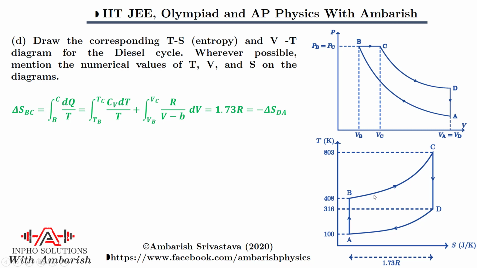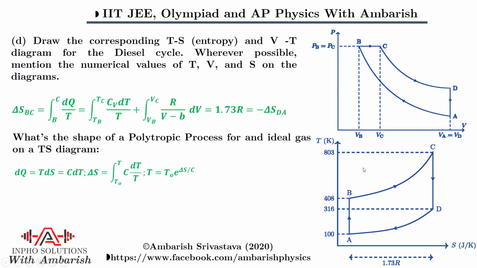So now you might be wondering why it has to be curved upwards, and why it can't be a downward curvature. That's also very simple to see. So what's the shape of a polytropic process for an ideal gas on a TS diagram? Since it's almost an ideal gas, a van der Waals gas with small a and b, the nature of the curve will be almost like that for an ideal gas. So let's see how an ideal gas curve looks on a TS diagram.